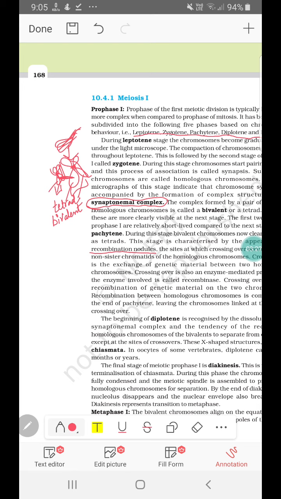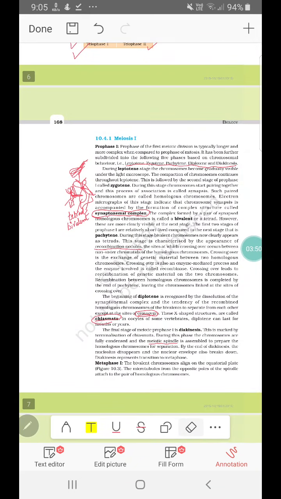Finally, diplotene, where what will happen? The homologous chromosomes will start separating, but at some points they will remain attached. Those are called crossovers, and this region is also known as chiasmata. Finally, there will be separation of these chromosomes and the meiotic spindle will start forming, that is, the formation of spindle fibers. That process is called diakinesis.